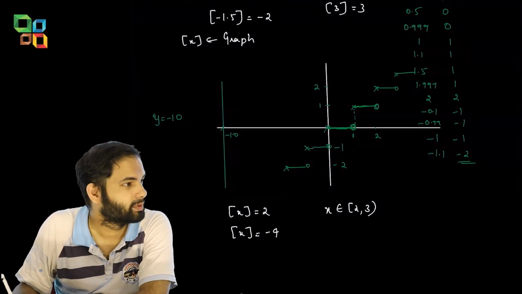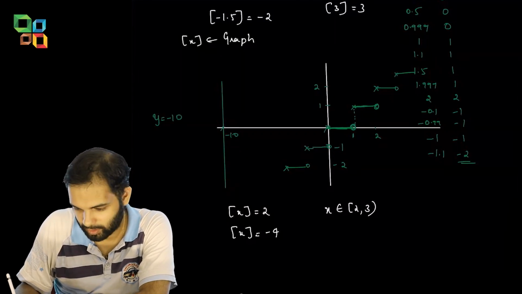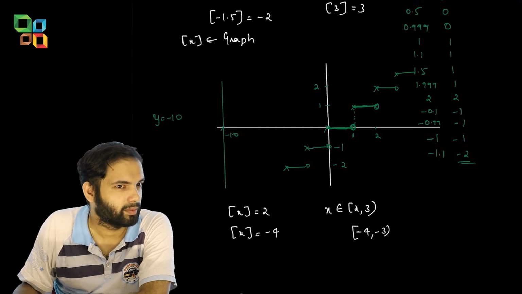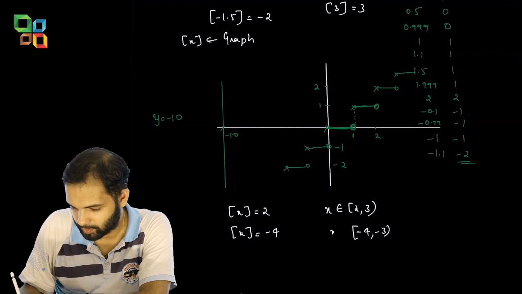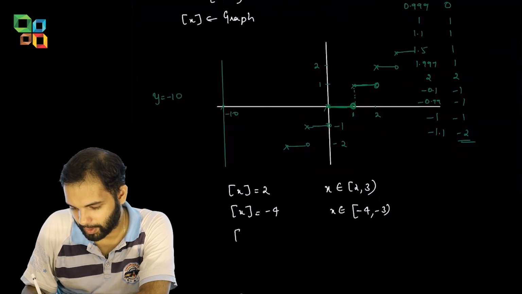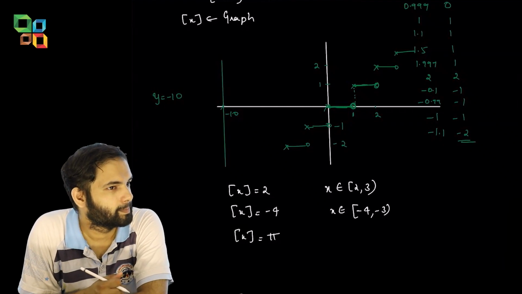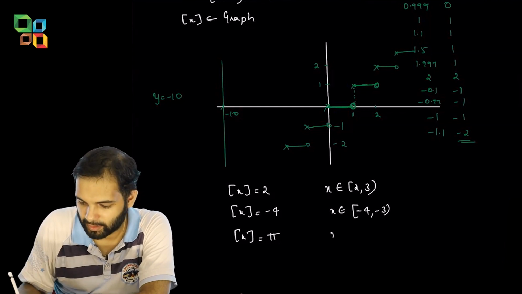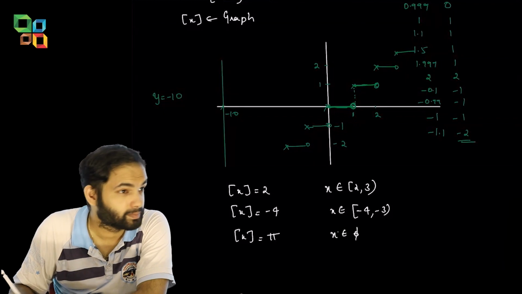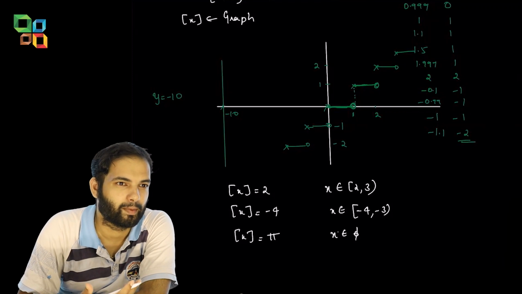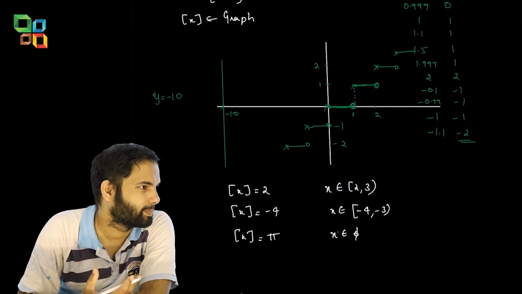Minus 3 to minus 4? Minus 4 to minus 3. Yeah, fine. Minus 4 to minus 3? Yeah, smaller number to greater number. Okay. What about the integer part equal to 5? It's not possible. No solution. Whenever you get this, it means x belongs to the null set. So the integer part will be an integer. Anything you take, it should always be an integer. Is it fine? Is this part clear?